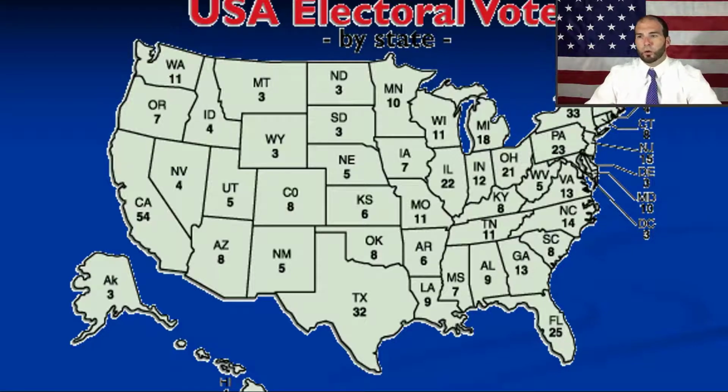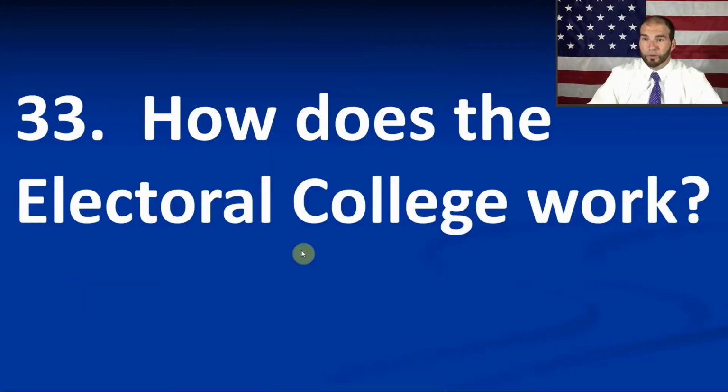So the Electoral College was put in as a check and balance on the American people because the American people were kind of dumb. All right, or that was the opinion. So how does the Electoral College work? So explain that in detail, and that's as far as we're going to get to today.